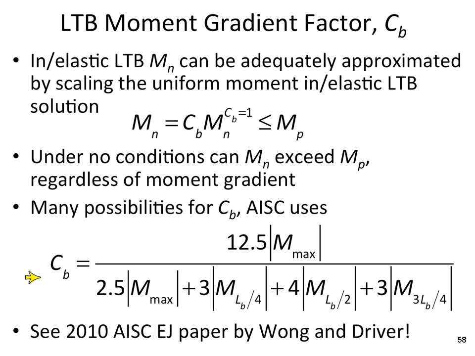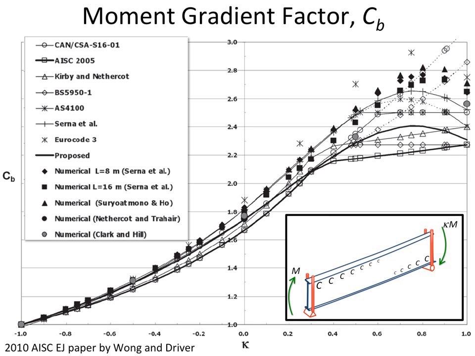Wong and Driver provided an excellent summary of all the C sub B factors in the world, really. This is in a 2010 AISC Engineering Journal paper, and this is a key figure out of their paper. What this shows is all the different specifications. They were from Canada, so they went first. Here's AISC 2005, which is the same as 2010, the British, the Australian, the Eurocode proposed.